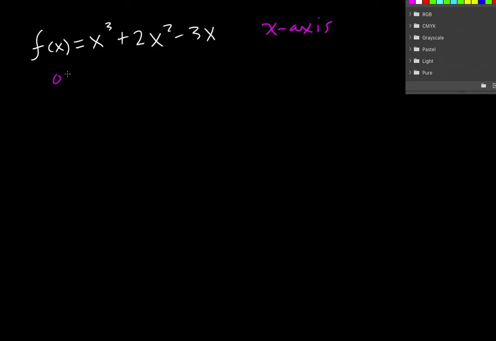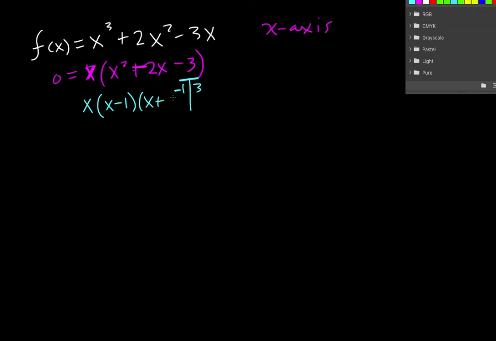We want to set this equal to 0 to see where it crosses and to get a rough idea of what it looks like. So x, taking out an x from everything. And then we can factor that. We're going to give that a negative, and so we have our original x on the outside, x minus 1, and then x plus 3, which are going to give me 0, 1, and negative 3, respectively, if I set each of those equal to 0.